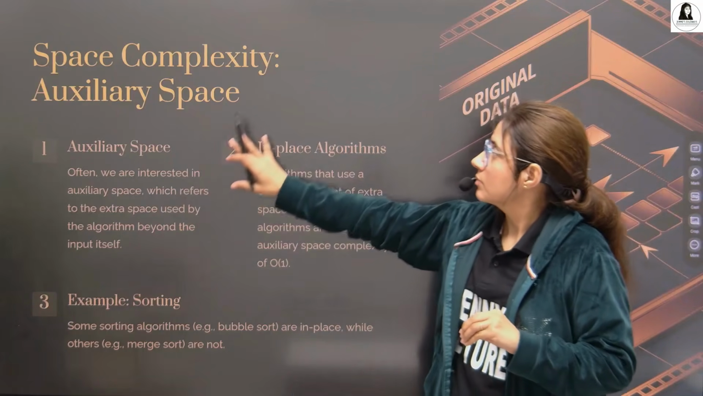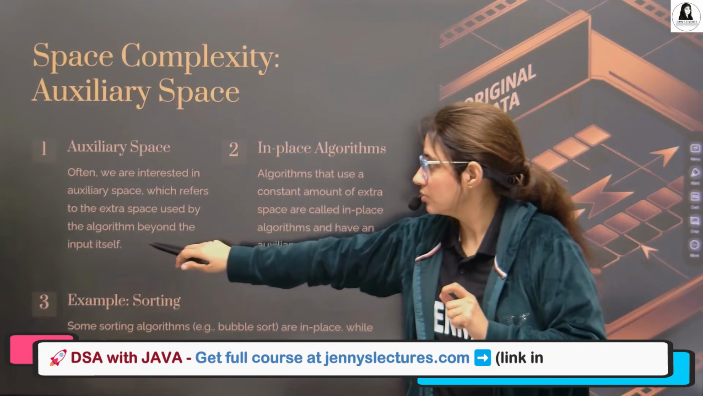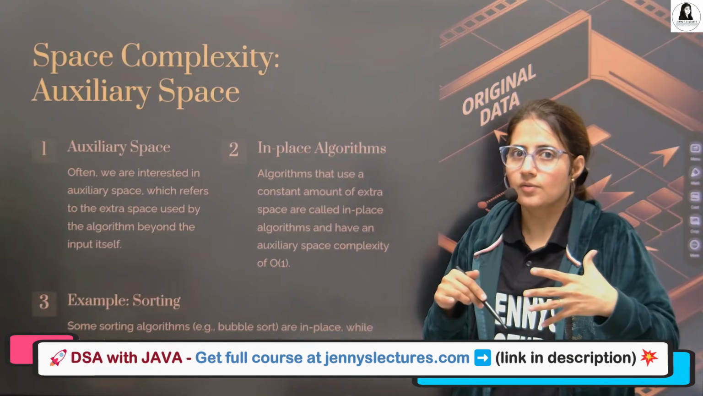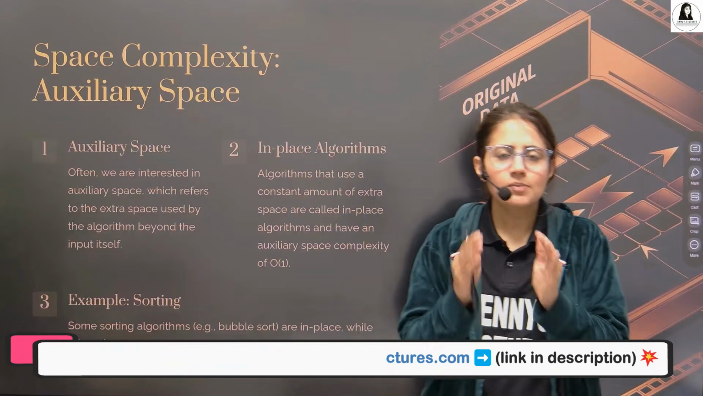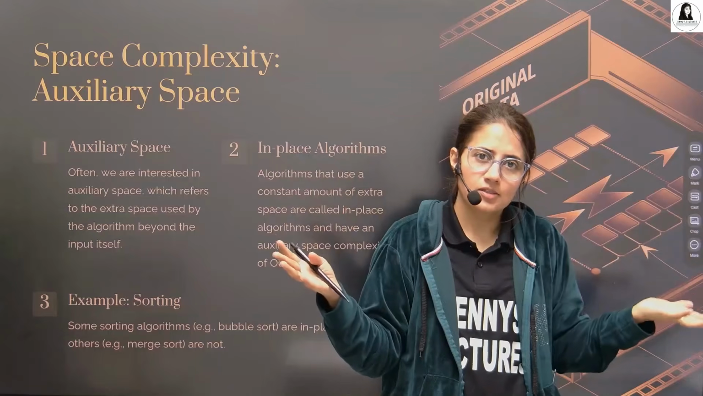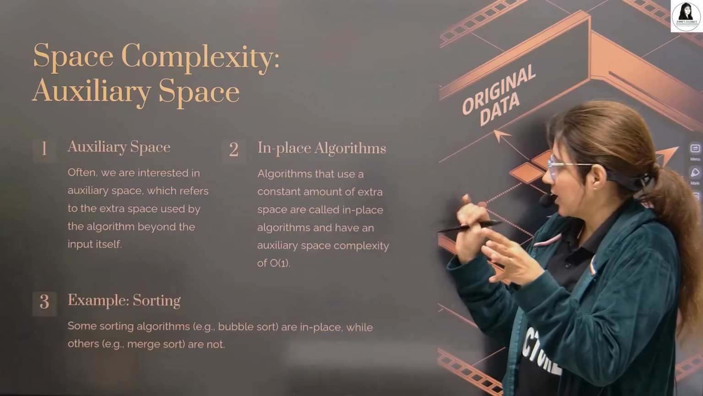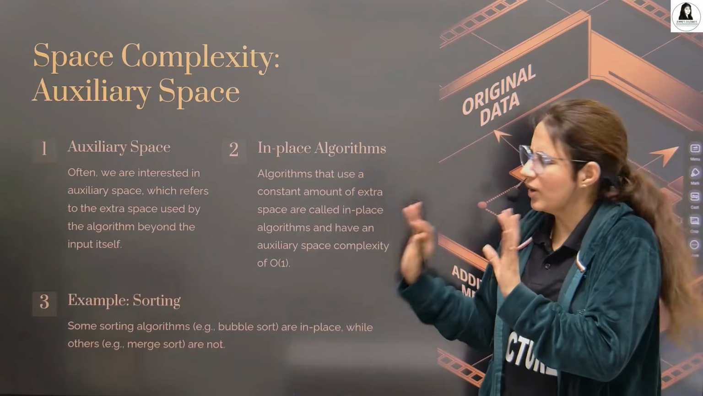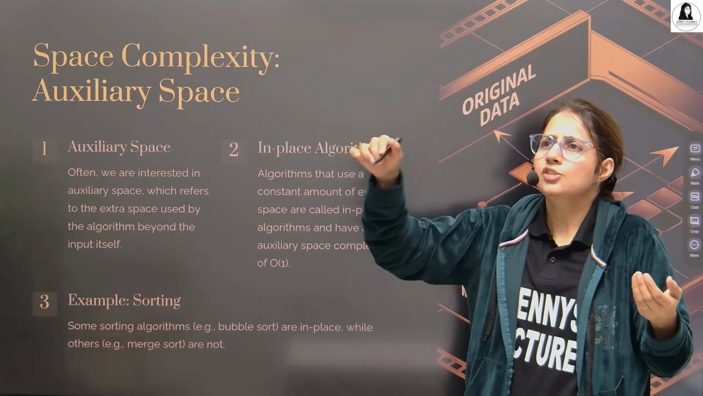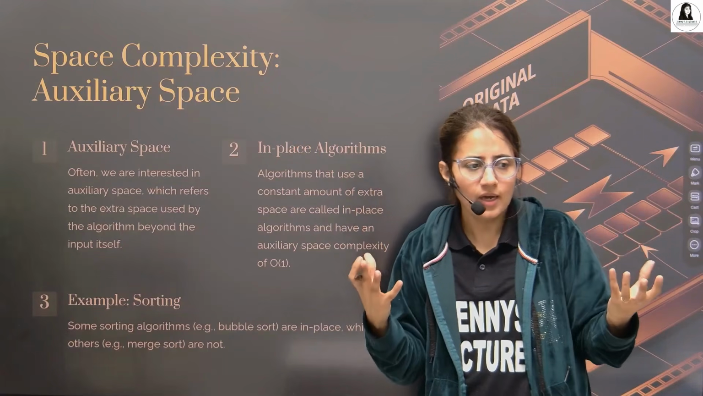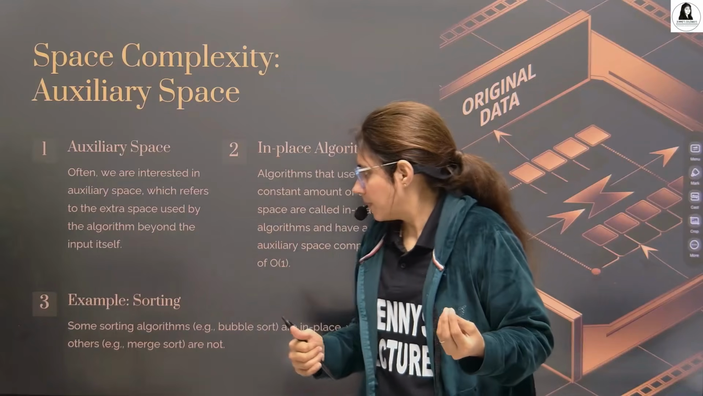Auxiliary space represents the extra space or the temporary space you use beyond the input itself during execution. That is auxiliary space. Some algorithms are in place. In place means they don't require any extra space during execution. So those are in place algorithms, like bubble sort. They have space complexity of order of 1 only, right? Use simple statements. If you take int x is equal to 0, those variables obviously take some space, but that doesn't matter a lot. It's order of 1 only, constant.